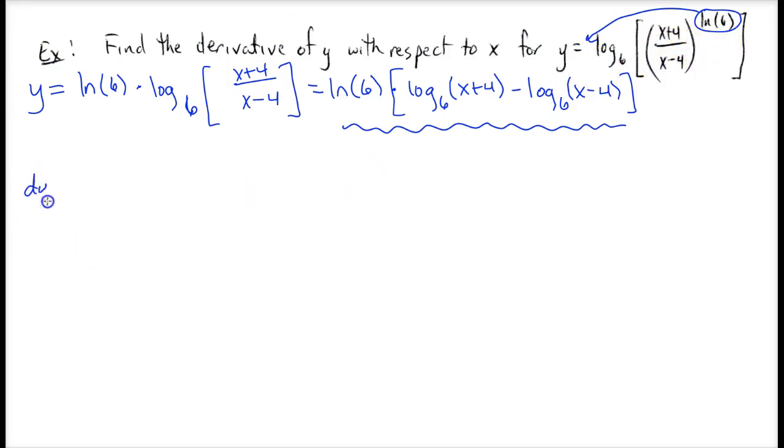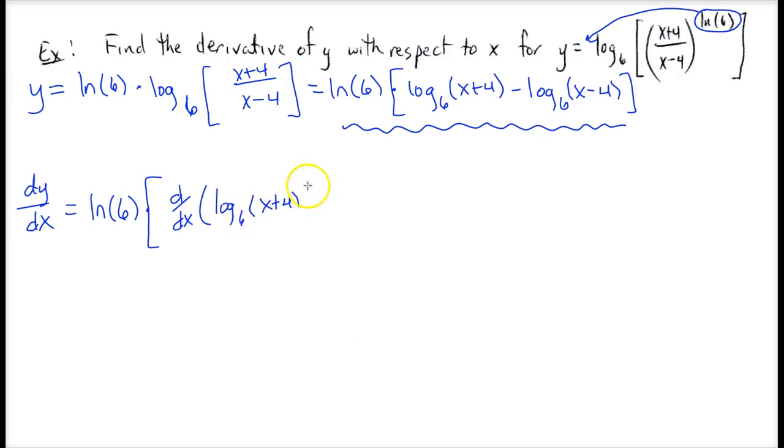So now the derivative of y with respect to x, natural log of 6 is just a constant, so we just ignore that. And so now what we want to do is take the derivative of each of these terms separately. So log base 6 of x plus 4 minus derivative of log base 6 of x minus 4.